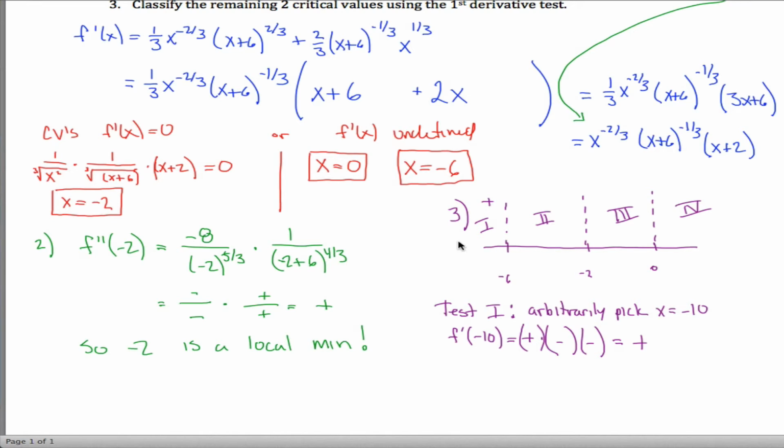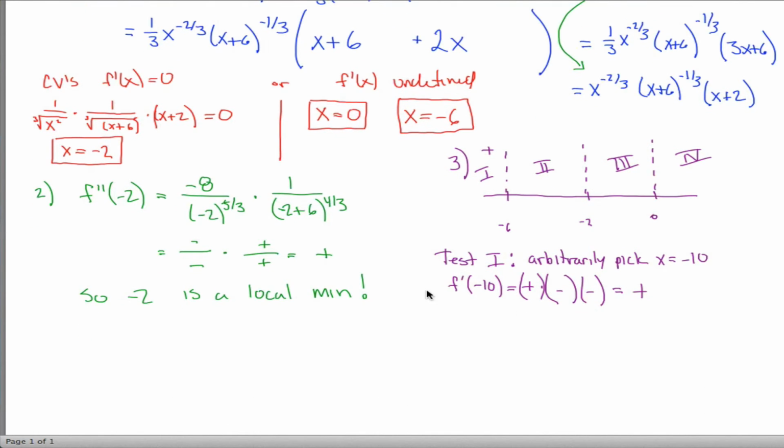Not just at -10, but everywhere in region 1, because the only places where my first derivative can change sign are at one of these critical values here. Now let's test region 2. I'm going to arbitrarily pick any number in region 2. I don't know, -3.